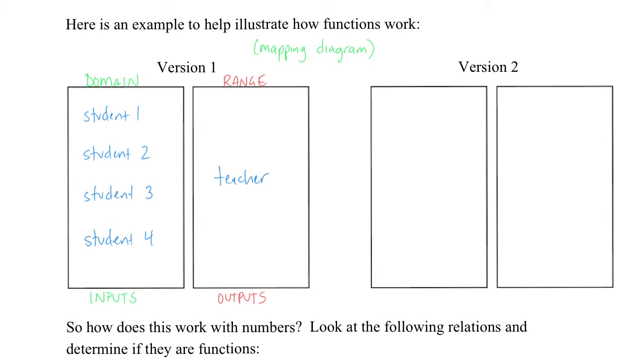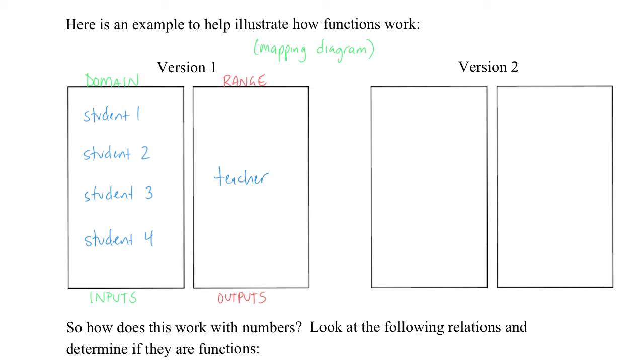And when we set up a mapping diagram, which is a really good way to illustrate a function, your domain or your inputs go on the left-hand side, and your range goes on the right-hand side. Now, what's happening here with a function is there's an assignment. That's what mapping is. We're going to assign an element in the domain to an element in the range. So in this case, we're going to assign these students to their math teacher.